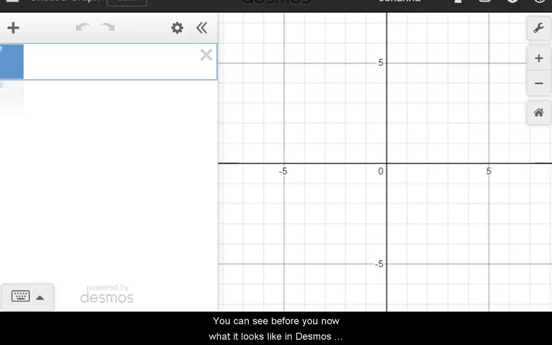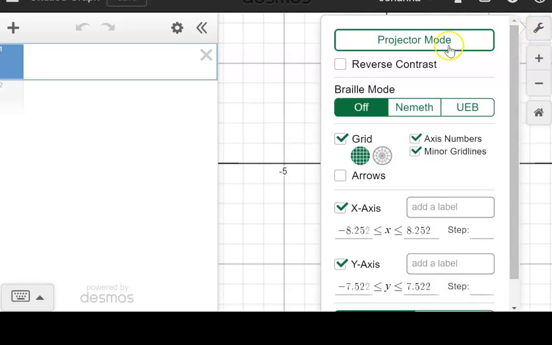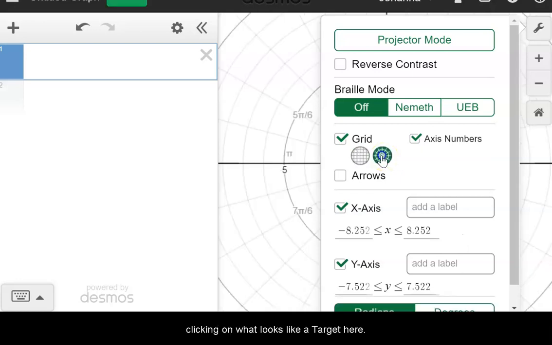You can see before you now what it looks like in Desmos when you come to a regular graphing window. This, of course, is a square graph, which is not going to help us since we're now in polar coordinates. We need to click on the gear, which looks like a wrench, and we'll tell it to graph in polar coordinate system by clicking on what looks like a target here.